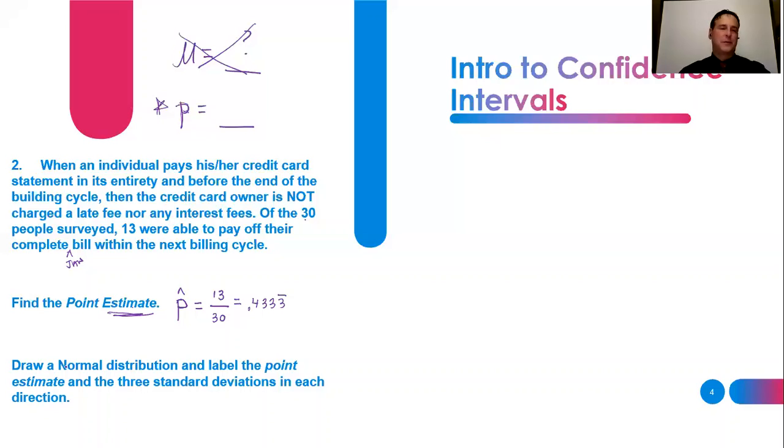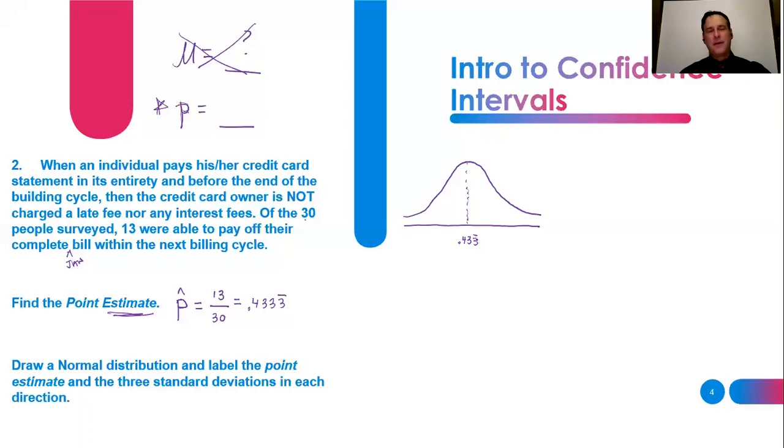And they ask you to do the same thing as before. It says draw a normal distribution and label the point estimates and 3 standard deviations in each direction. So luckily for us, we don't have to put a bunch of numbers into our list. However, what I am going to do is draw my normal curve. And right down the middle, I'm going to use my sample p, which is 0.4333, and really that 3 goes forever. And I need a standard deviation, and they didn't quite give it to us like they did in the past.